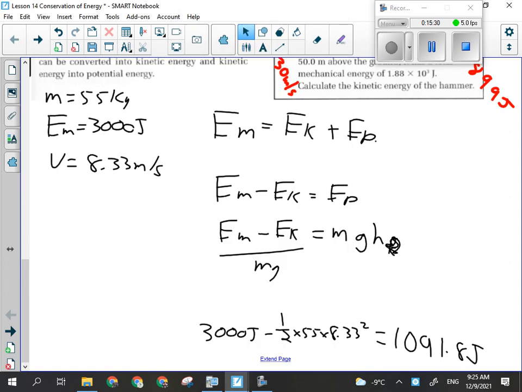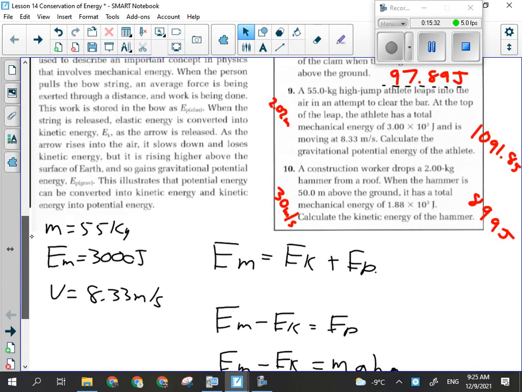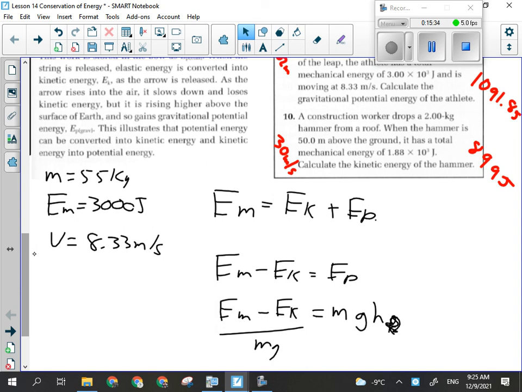All right, I want you to try number 10, the third one. I want you to do two things with that. First, do what it asks, calculate the kinetic energy of the falling hammer. And after that, calculate how fast the hammer is going. So that's what I want you to try. I'll give you a few minutes on that one.